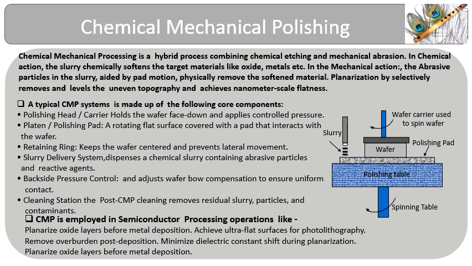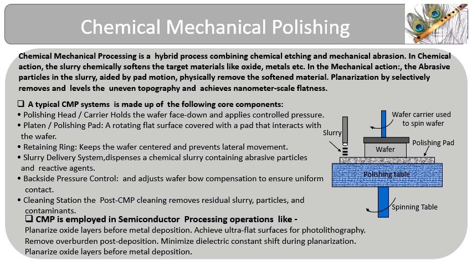Let's review the physical structure of a typical CMP system, engineered for wafer-level precision planarization. The system consists of a rotating platform that supports the polishing pad. Above the pad, we have the carrier head, which holds the wafer face down and applies controlled pressure. Surrounding the wafer is a retaining ring, ensuring it stays centered during polishing. A slurry delivery system dispenses a mixture of chemical agents and abrasive particles directly onto the pad.